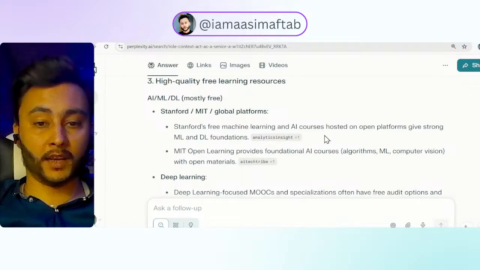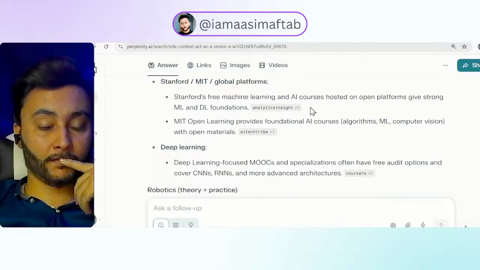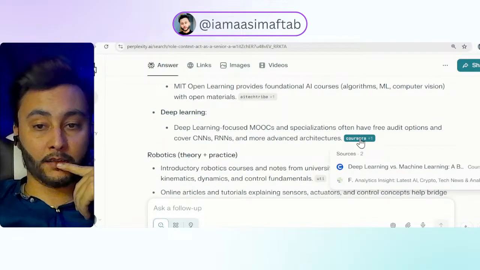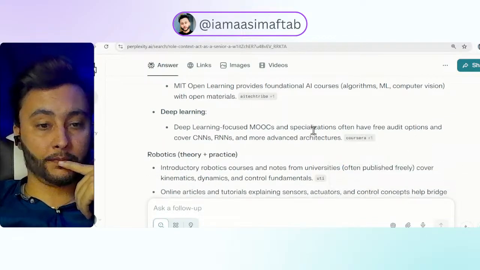You can opt for it and learn about these. Deep learning, here's the Coursera free course available.